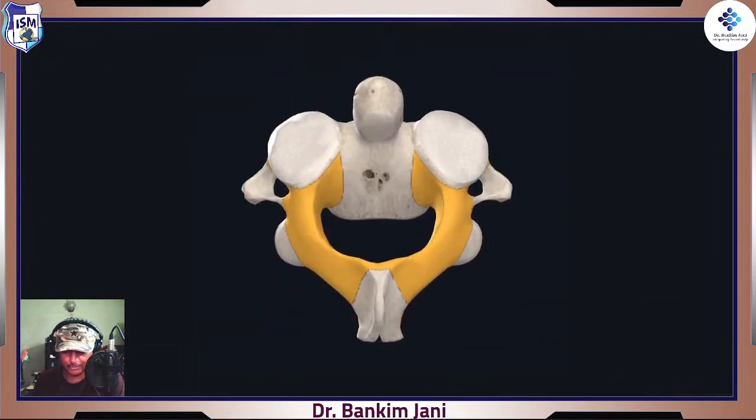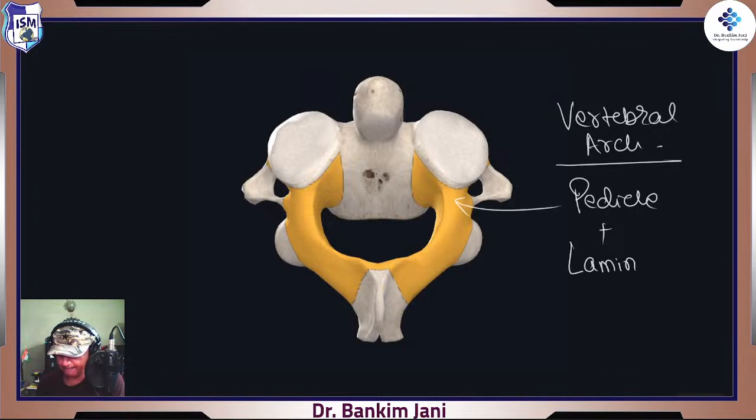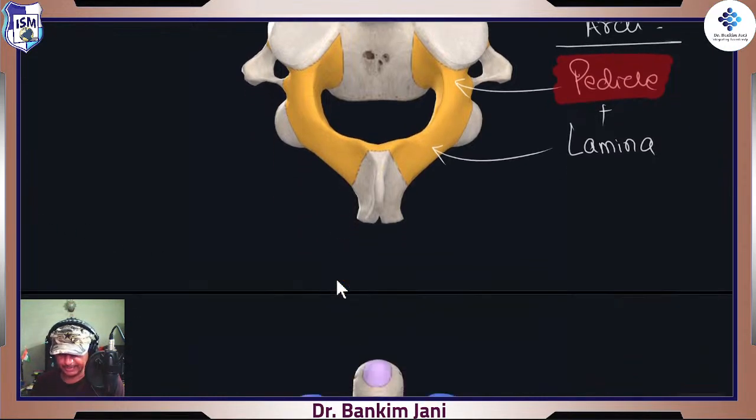Just because it looks so beautiful, right? That's why this is what is called the vertebral arch. But if this arch is broken, then there is trouble. And that is what happens when someone hangs, right? So it is this pedicle plus lamina. And as we said, it is this pedicle which is the weakest structure. So if anything goes wrong, it goes wrong to him, right? We'll see the x-ray also.